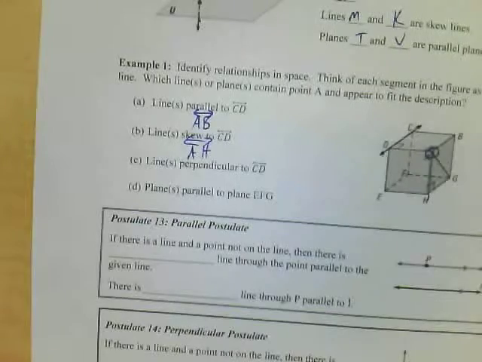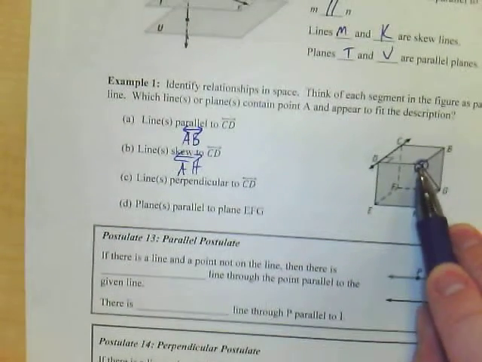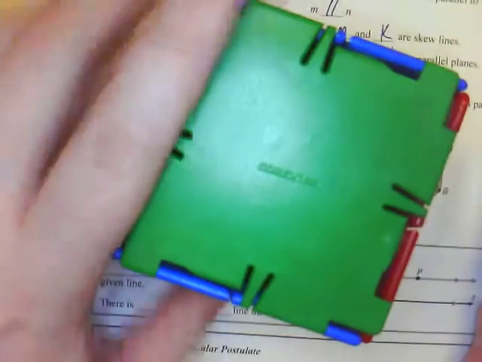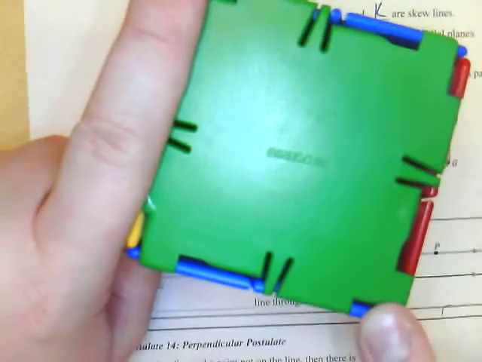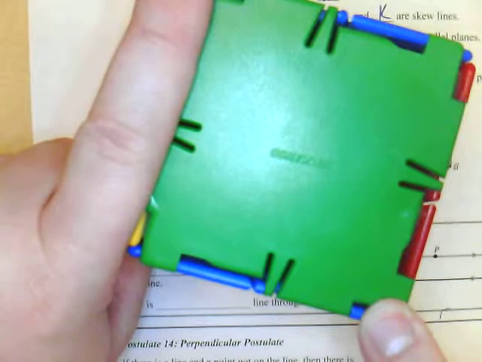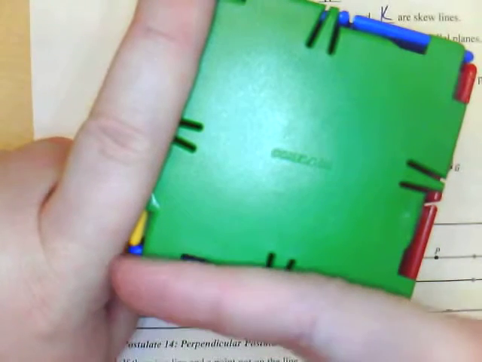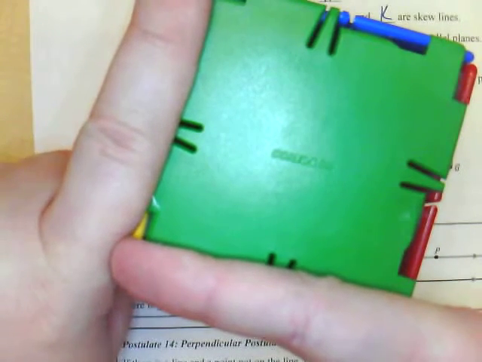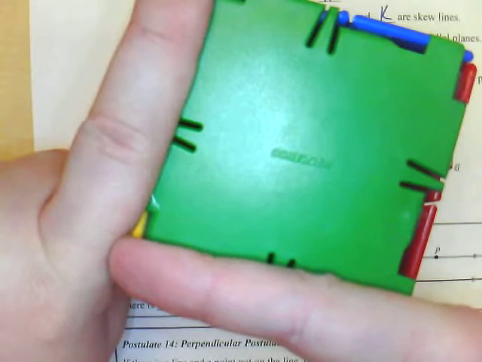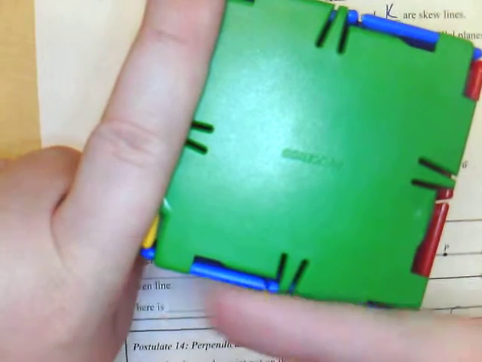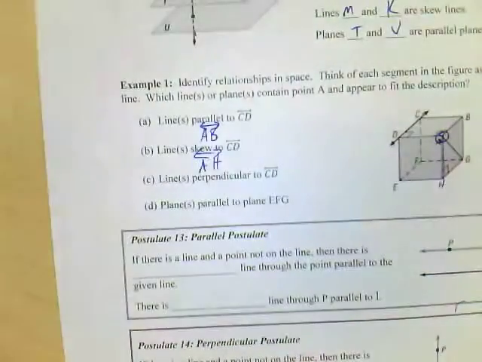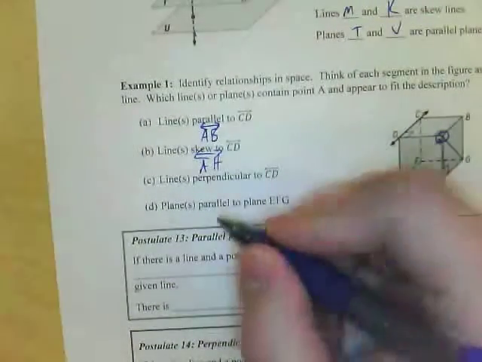All right, a line perpendicular to CD that goes through A. So if it's perpendicular, it's going to have to touch. CD again is this one. Point A is right here. So we want a line perpendicular to CD that goes through point A. It's going to be this line right here. You can see my fingers make a perpendicular angle, and also it goes through this point right here. So that's going to be line AD.